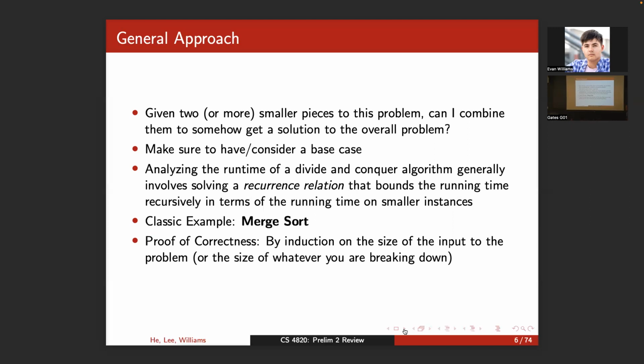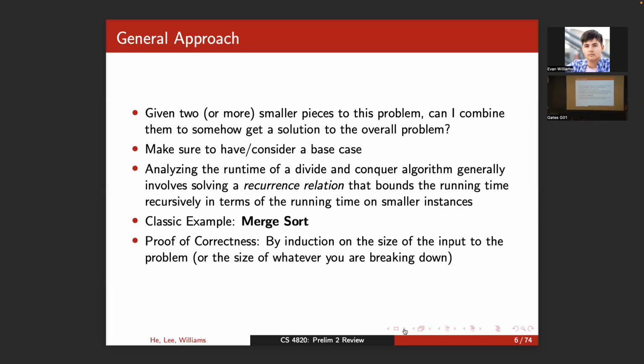And a recurrence relation basically talks about your runtime at any specific level of your divide and conquer algorithm when you are splitting it into subproblems. And then solving that is going to get you to that big O runtime that we eventually want at the very end. So a classic example of a divide and conquer algorithm would be merge sort.